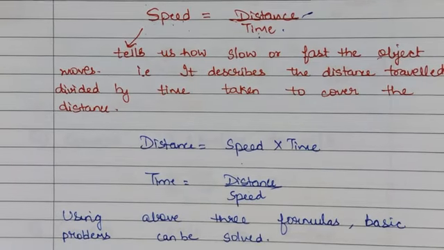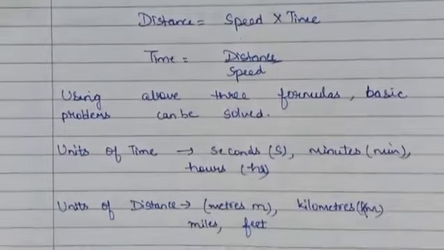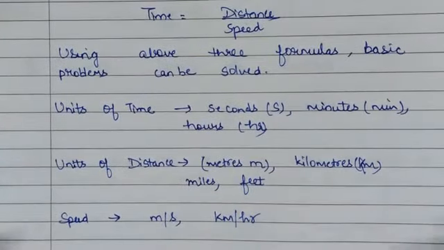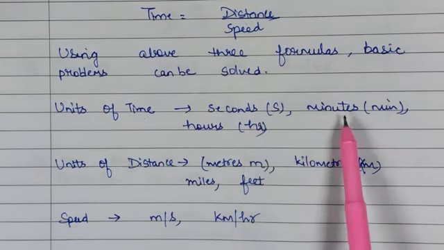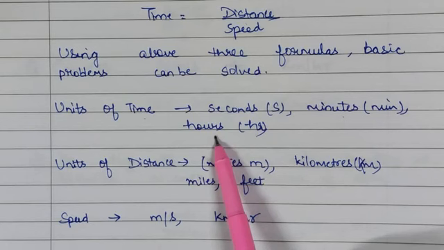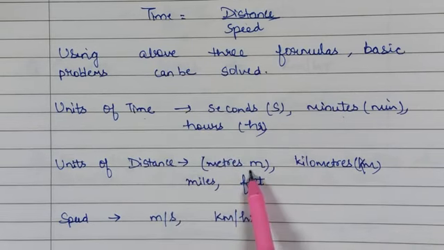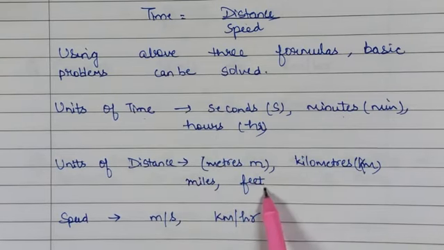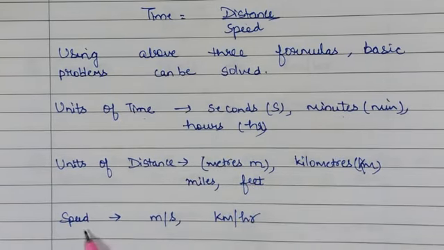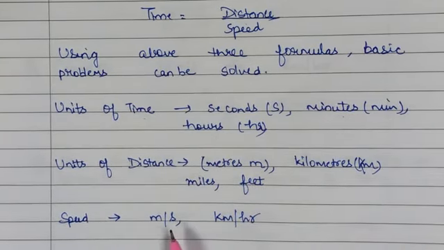Now, let us discuss the units of time, distance and speed. The units of time can be seconds, minutes, hour, and the distance can be in meters, kilometers and miles or feet. Then speed will be either in meter per second or in kilometers per hour.